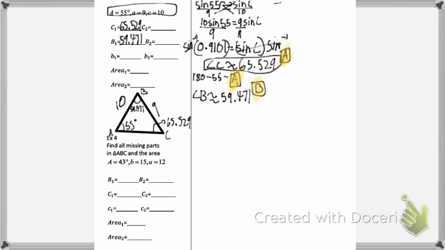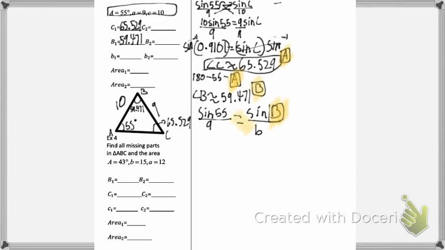Now to find side B. So we do sine 55 over 9, and sine, and then letter B over B. Let's highlight this. And sine letter B is the angle of B.